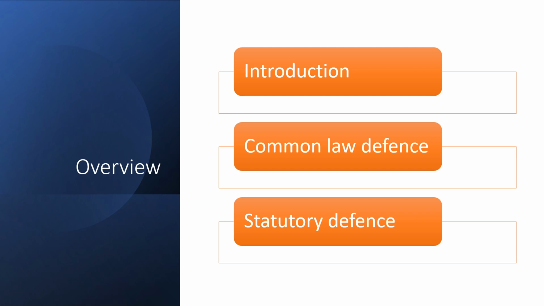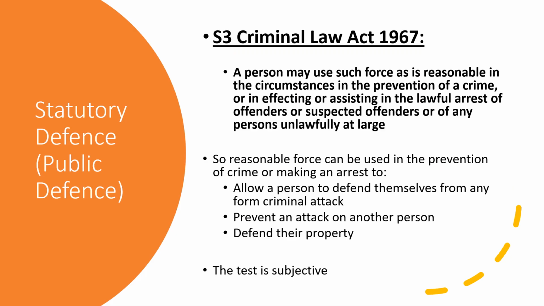So generally in your exam, you're going to be looking at the common law defence. If there's some sort of attack on a person and they react, that's self-defence. But there is, of course, a statutory defence as well, which was established by Section 3 of the Criminal Law Act 1967. This is known as a public defence. Section 3 tells us a person may use such force as is reasonable in the circumstances in the prevention of a crime, or in effecting or assisting in the lawful arrest of offenders or suspected offenders, or of any persons unlawfully at large. So reasonable force can be used in the prevention of a crime or making an arrest, to allow a person to defend themselves from a criminal attack, prevent an attack on another person, or to defend their property.